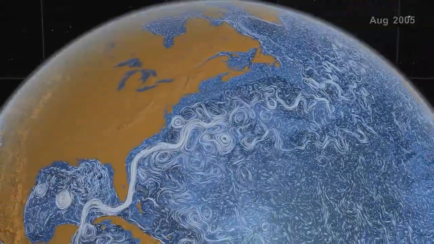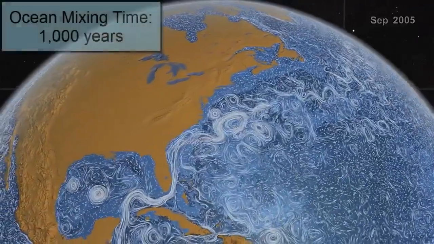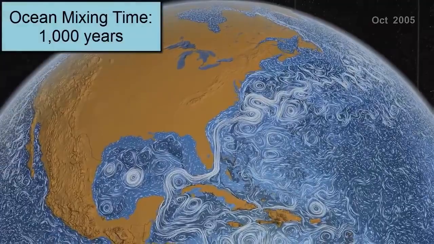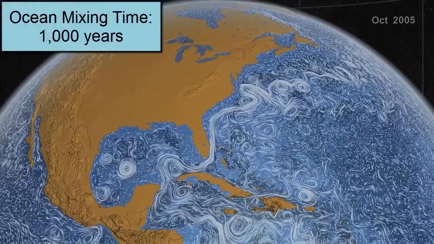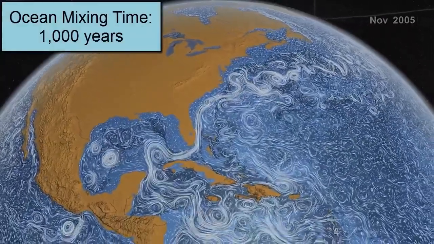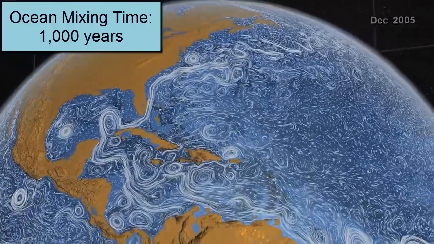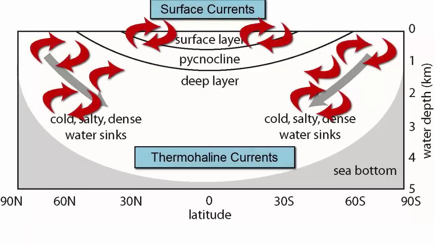Let's return to the concept of mixing, which happens for ocean waters over 1,000 years. How does this mixing happen? Through a combination of surface currents and thermohaline currents. But how do we mix between the two? In the poles, there's no pycnocline, so surface and deep water can mix easily.